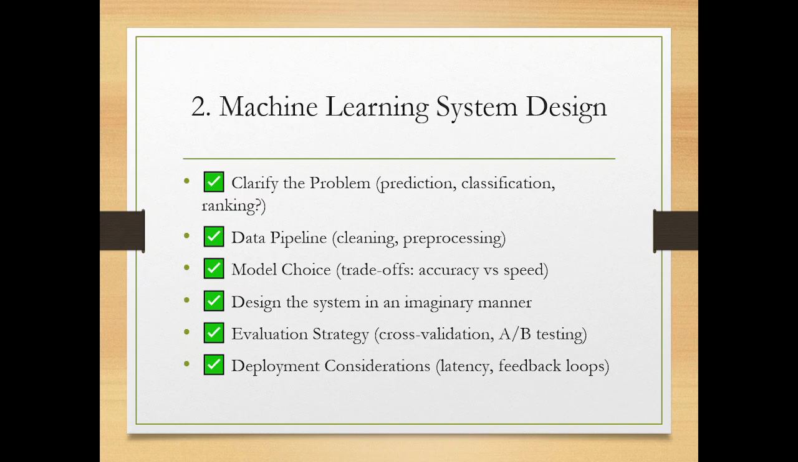So all these details will help us to answer these kinds of questions. First of all, we clarify the entire problem at hand: what was the system that was already implemented, what was the data pipeline, and why was a particular model chosen. And then we should design the system in an imaginary manner, considering what kind of problem we are trying to solve. So we just get the system architecture in our head.